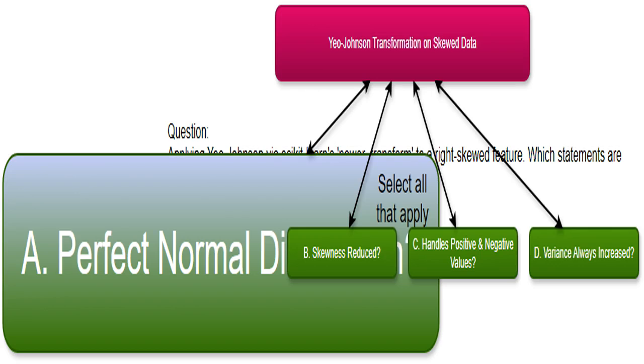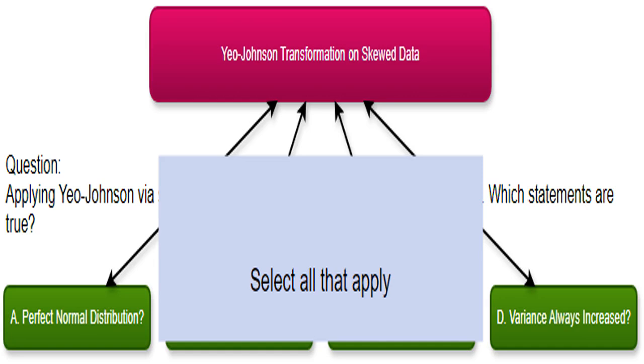While aiming for normality, the Yeo-Johnson transformation does not guarantee a perfectly normal distribution. It helps make the data more normally distributed, but some degree of skewness might remain. It's an improvement, not a perfect solution. This is the instruction for the multiple-choice question. We need to choose the statements that correctly describe the Yeo-Johnson transformation.